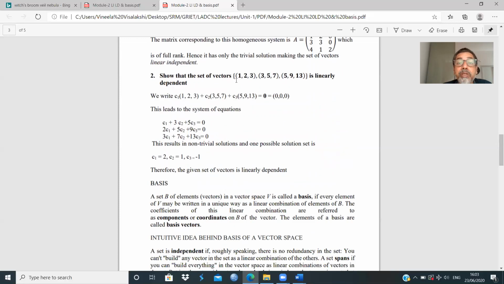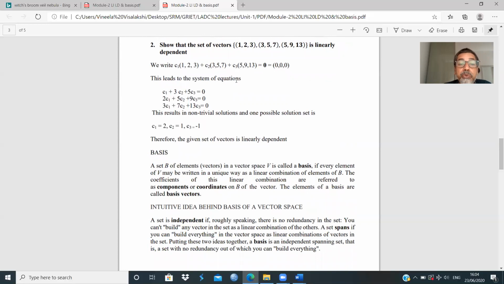In the second example, we are given three vectors in a set: (1, 2, 3), (3, 5, 7), (5, 9, 13). And then following the same procedure, this time we find that the coefficients C1, C2, and C3 are not trivial. They have non-zero values. Therefore, the given set of vectors is linearly dependent.